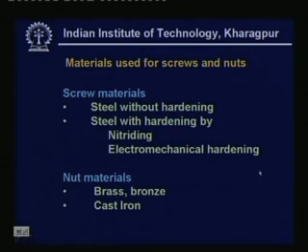Now, let us come to the materials which are used for screws and nuts. The screw materials may be steel without hardening, that is, we may sometimes use soft steel, then steel with hardening. What is the purpose of that hardening? We know that lots of wear and tear will take place between the screw and the nut. So, in order to have minimum wear, we will have to make the surface of the thread wear resistant, and that could be done by hardening.